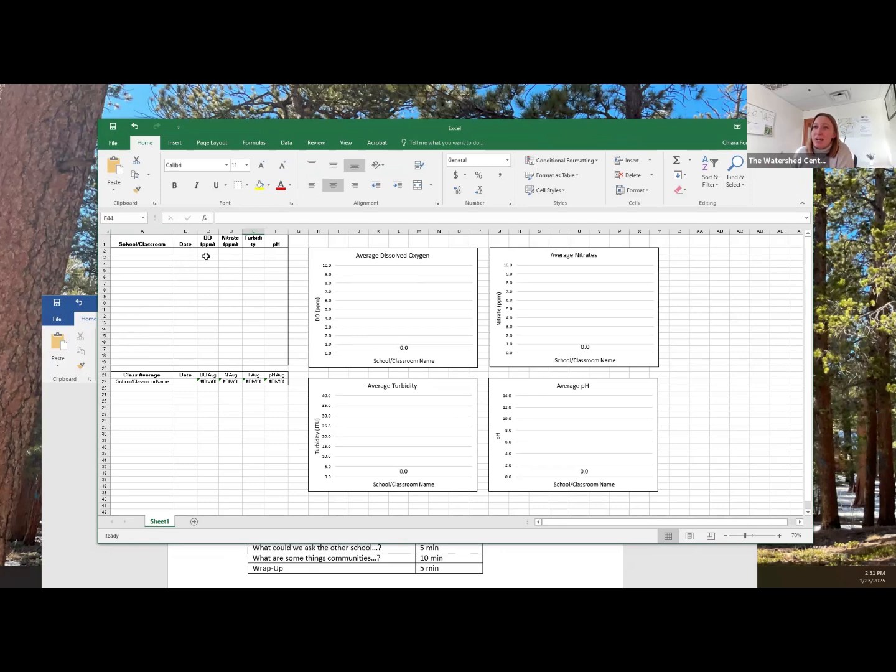Here we have date that the data were collected on, and then each row would be one data sheet that the students collected in the field. So you would enter the dissolved oxygen, nitrate, turbidity, and pH from each of those data sheets onto an individual row, and then that will auto-populate your averages for the classroom. So for example, I could do 3, 6, 25, and 8, 5, 8, 20, and 6. And it'll auto calculate those averages and then display them on a graph as well.